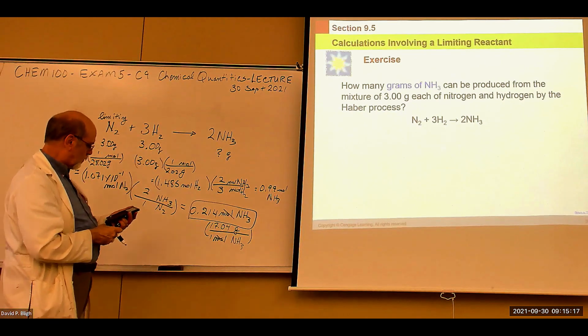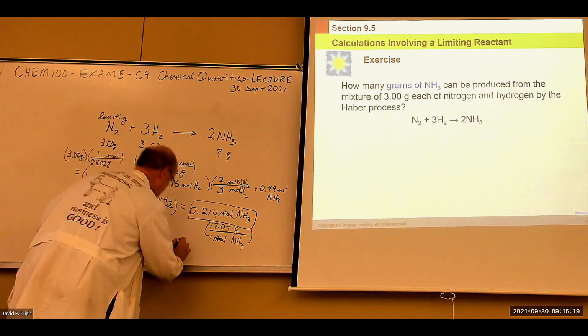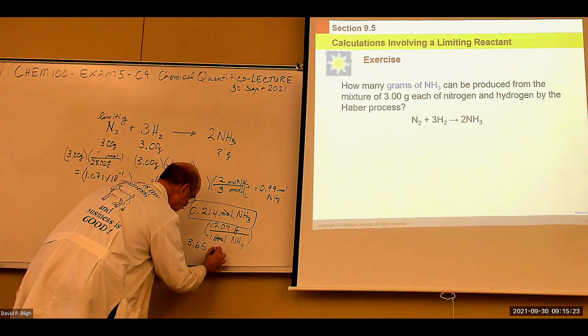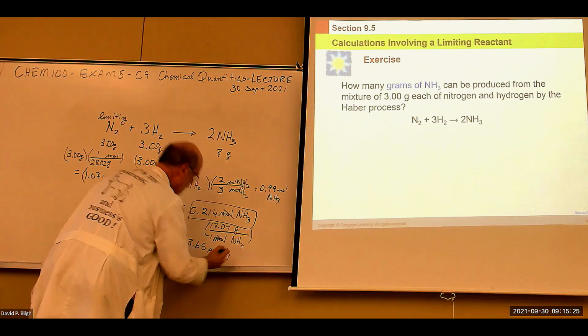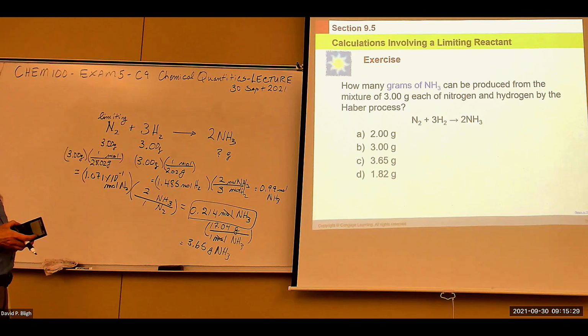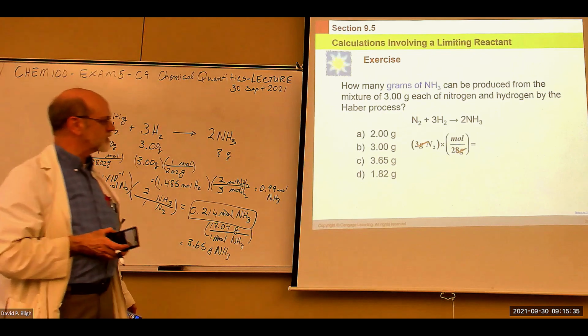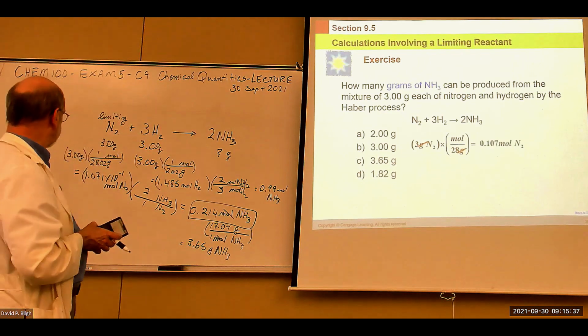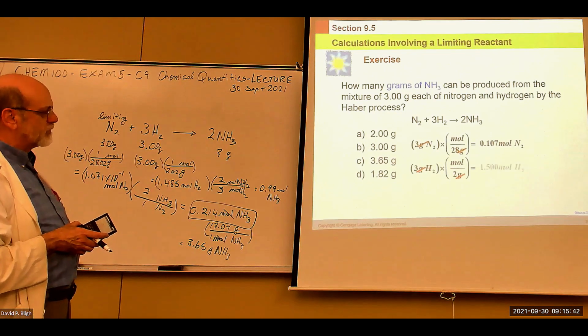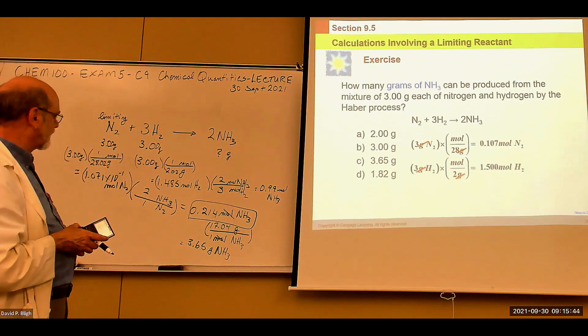And I get 3.65 grams of ammonia. Now let's see if we agree here. All right, there's our conversion of nitrogen to moles of nitrogen. Yep. There's our conversion of hydrogen to moles of hydrogen.